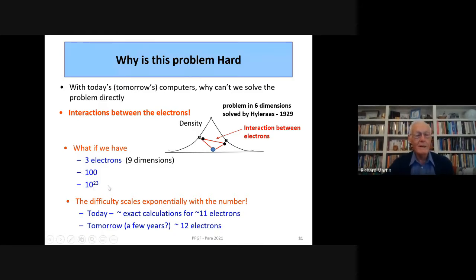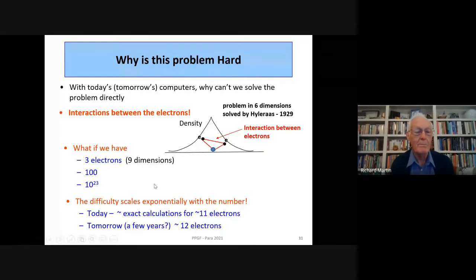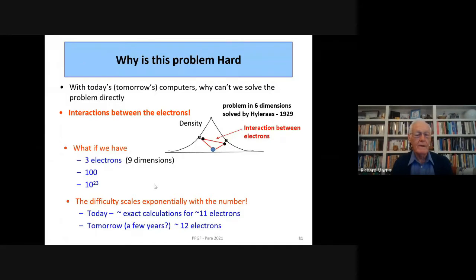The Bloch theorem works for independent electrons, but they're all coupled if the electrons are interacting. So it isn't a simple problem of just using the Bloch theorem and adding up the independent particle wave functions. The problem scales exponentially with the number. If we can do a number of electrons like 11 today, then tomorrow, which means a few years, we could do 12.